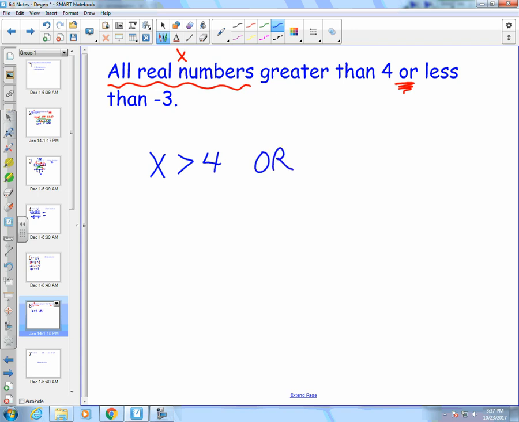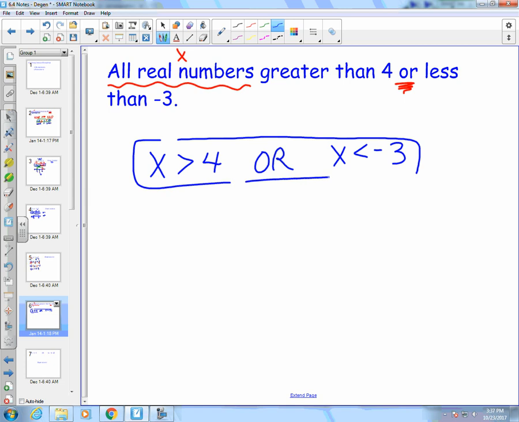Then we're going to write the word or. And we go back to the beginning of the statement. We say x is less than a -3. This is an or statement, and an or statement does not get put together. We leave it as two separate inequalities with the word or in between.